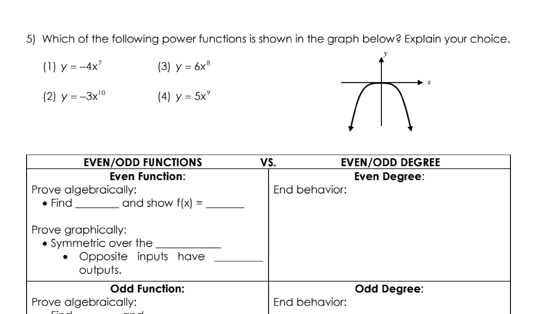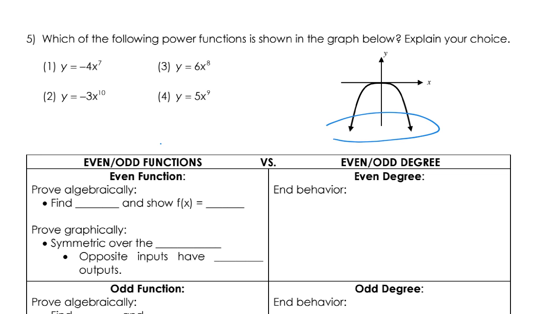All right, guys, in number 5, it says which of the following power functions is shown in the graph below, and then to explain our choice. What we could do is put these all into y equals and pick which one matches the graph more closely. But that's not the idea of this question. The idea is to use the characteristics that we talked about on the front and be able to pick our choice without having to graph it. But if we were ever unsure, we would graph it.